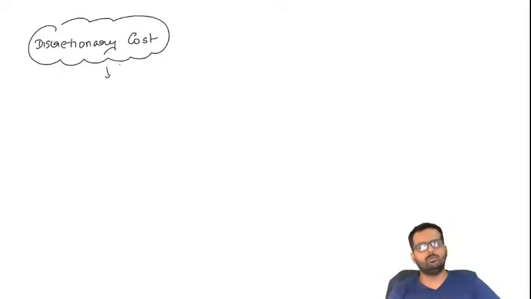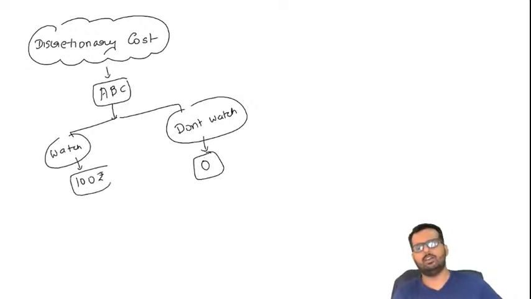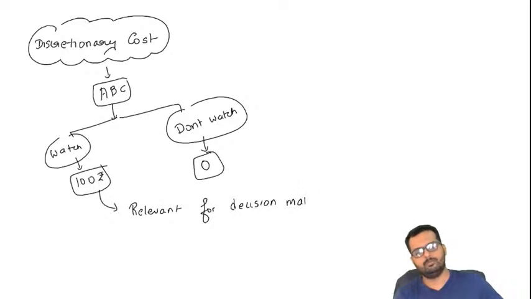You want to go and watch a movie. Okay. So if you want to watch a movie, let us say ABC movie, you have two options now. Either watch or don't watch. If you don't watch, your cost incurred will be 0. If you watch, your cost incurred will be, let us say, 100 rupees. This is a discretionary cost. If I watch the movie, I pay money. If I don't watch the movie, I don't pay money. This cost is relevant for decision making.